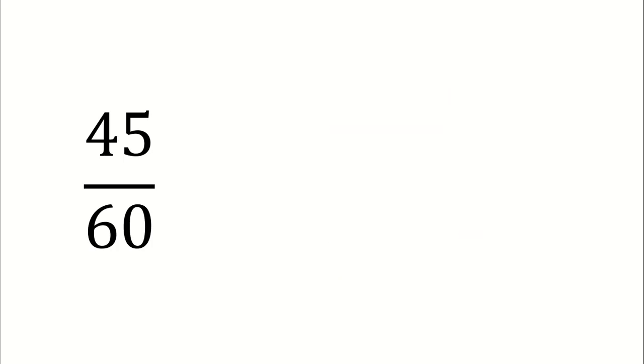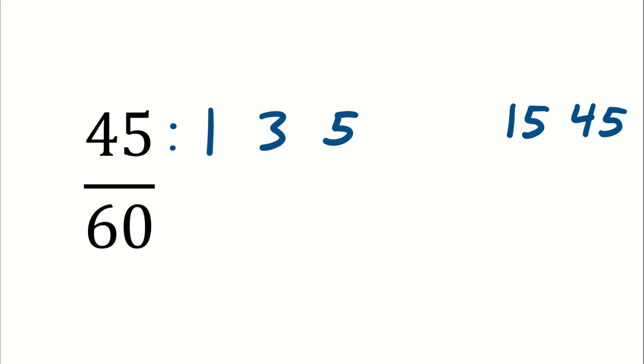Let's do another one. Again, we're listing the factor pairs of 45. 1 times 45 is 45. 2 won't go into 45. 3 will, though. Did you know that 3 times 15 is 45? 4 won't go into 45, but 5 will. We know that 5 times 9 is 45. And that's about it. Now let's move on down to 60.